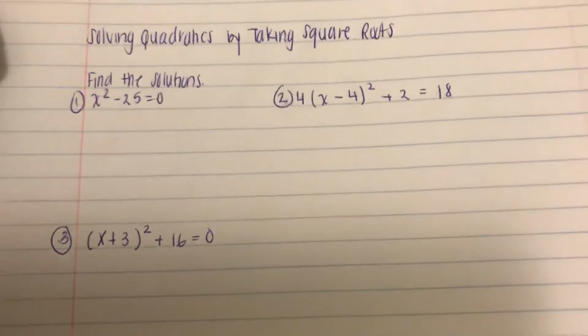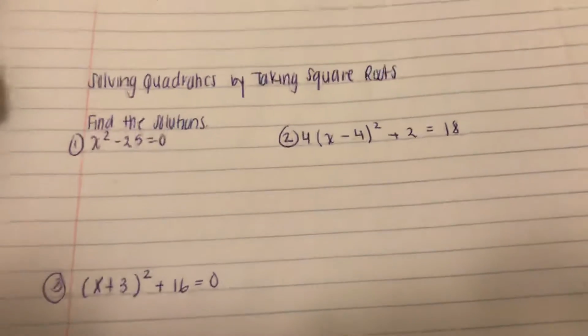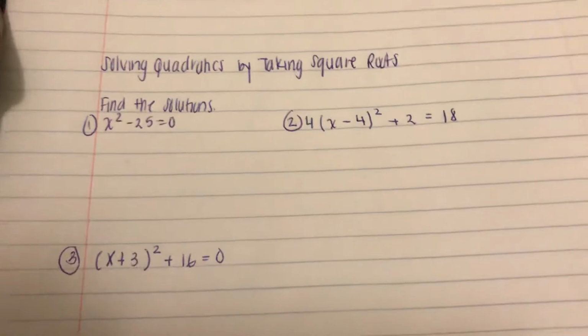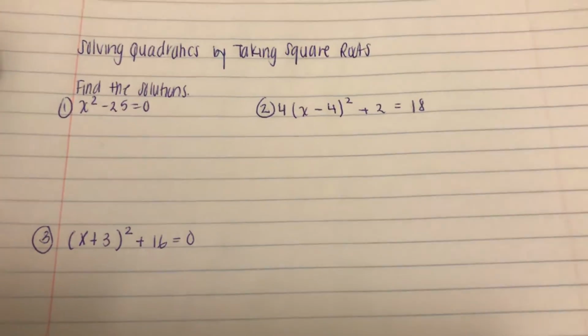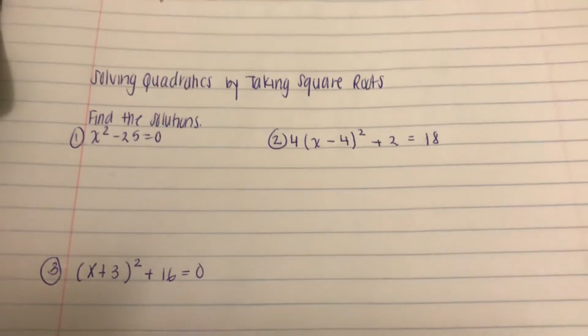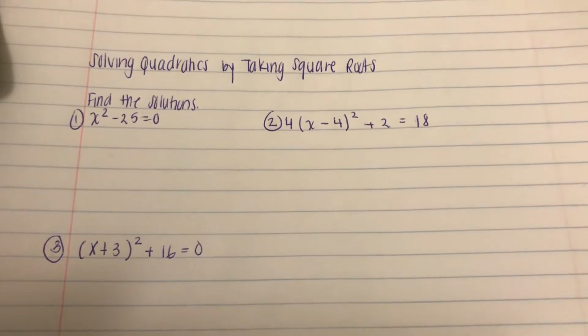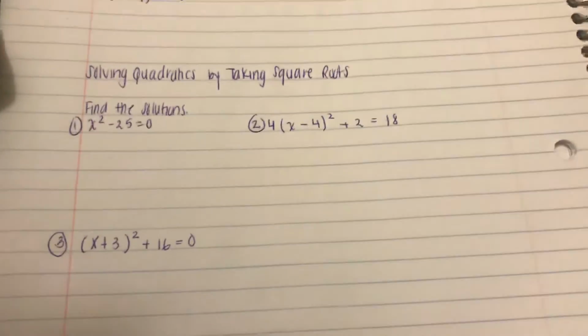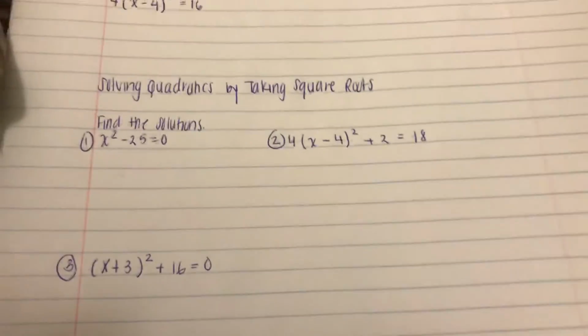In these examples, I'm going to show you how to solve quadratic equations by taking square roots. So the directions say to find the solutions. Whenever you want to solve quadratic equations by taking square roots, I would use that method only if your quadratic equation is in vertex form, if on one side of the equation we have the quadratic in vertex form. That way you can easily take the square roots at the end.